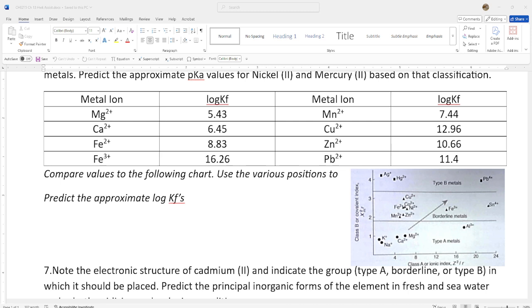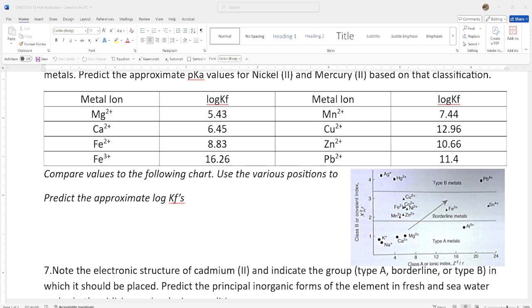Mercury 2 plus is going to be comparable to, you could say, maybe between copper 2 plus and iron 3 plus. It's a higher charge, but also bigger. Way up here in the type B. And so it's going to be closer to maybe 12-ish, 13-ish. So it's kind of a little rough idea.